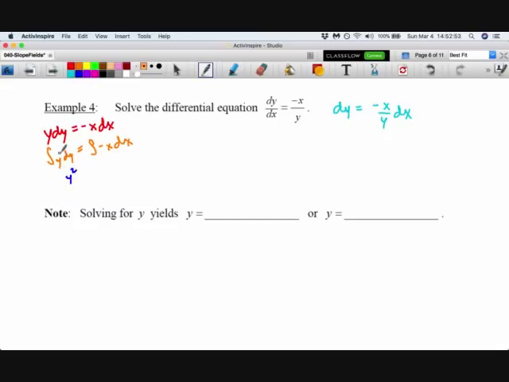The antiderivative of y is y squared over 2. The antiderivative of negative x is negative x squared over 2 plus c. We try to keep the c's on this side, the x side, the independent side. Multiply both sides by 2, trying to solve for y. y squared equals negative x squared plus 2 times a constant, which is just some other constant.